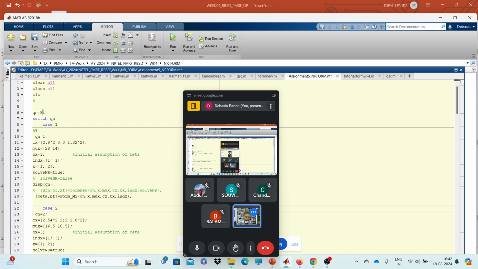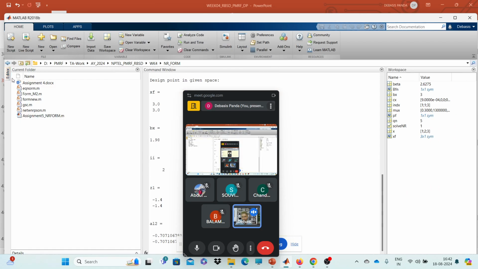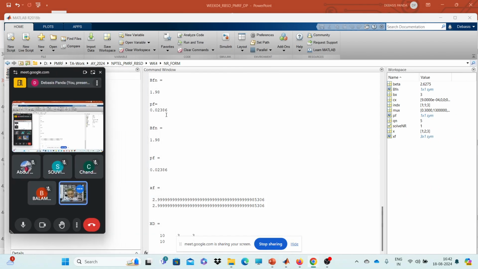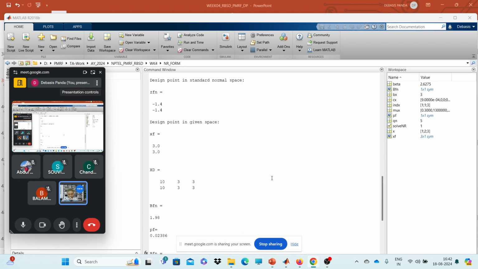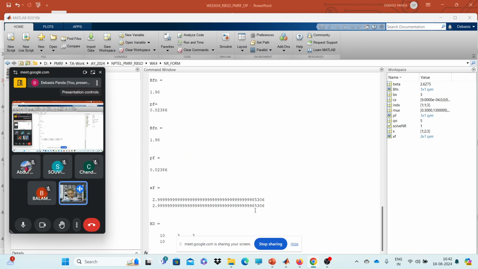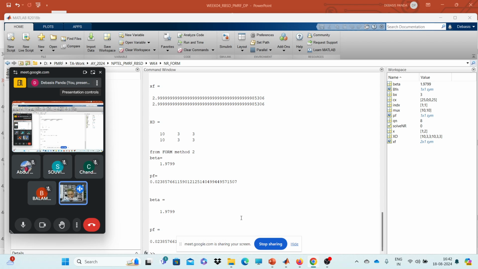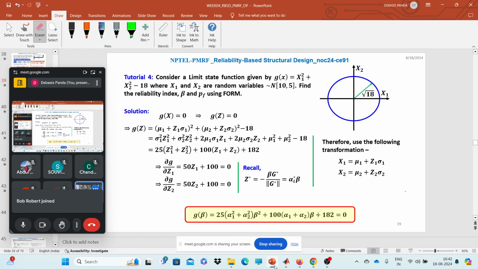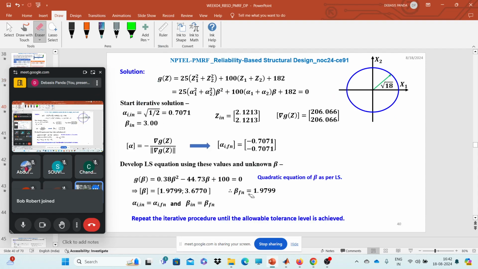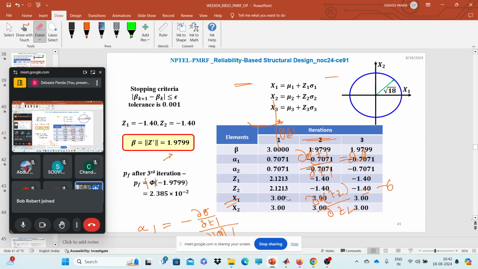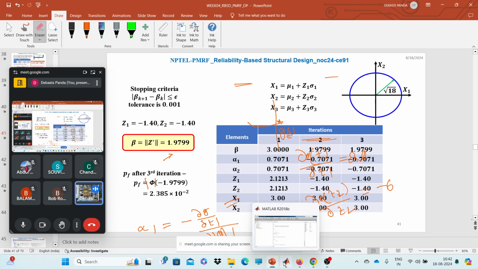Question number 8. If I want to solve that problem, let's see what the algorithm gives us. Yeah, it has given the final beta 1.98 and the corresponding probability of failure. Beta equals 1.97 and the corresponding probability of failure, and if you see, we have this 1.97 and the corresponding probability of failure as 0.023. Okay, so let's quickly go through this algorithm once again.